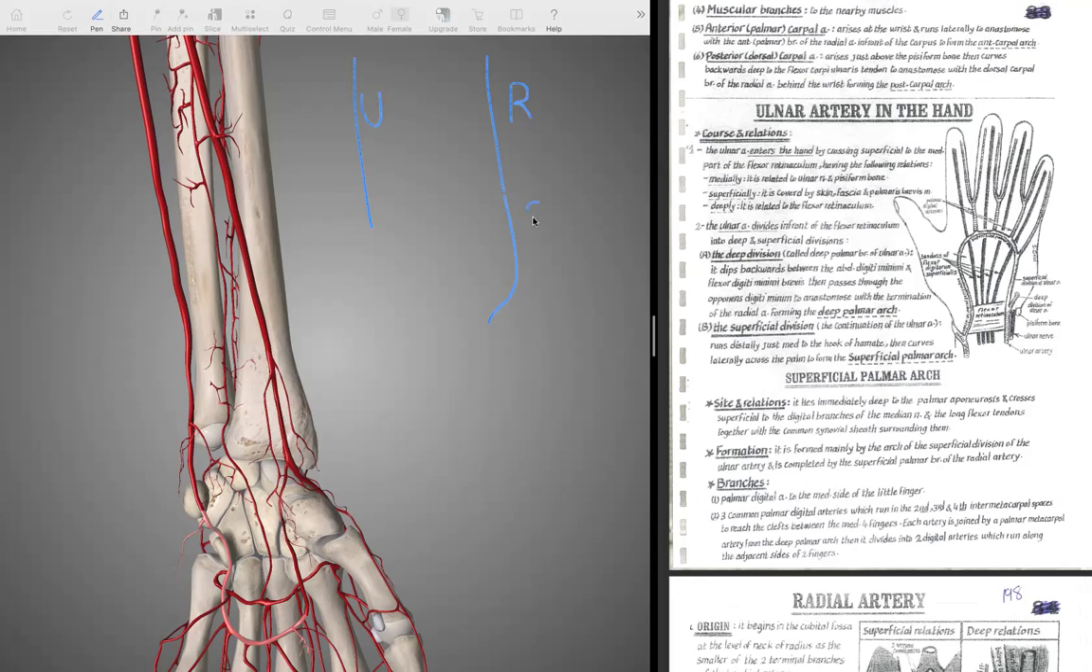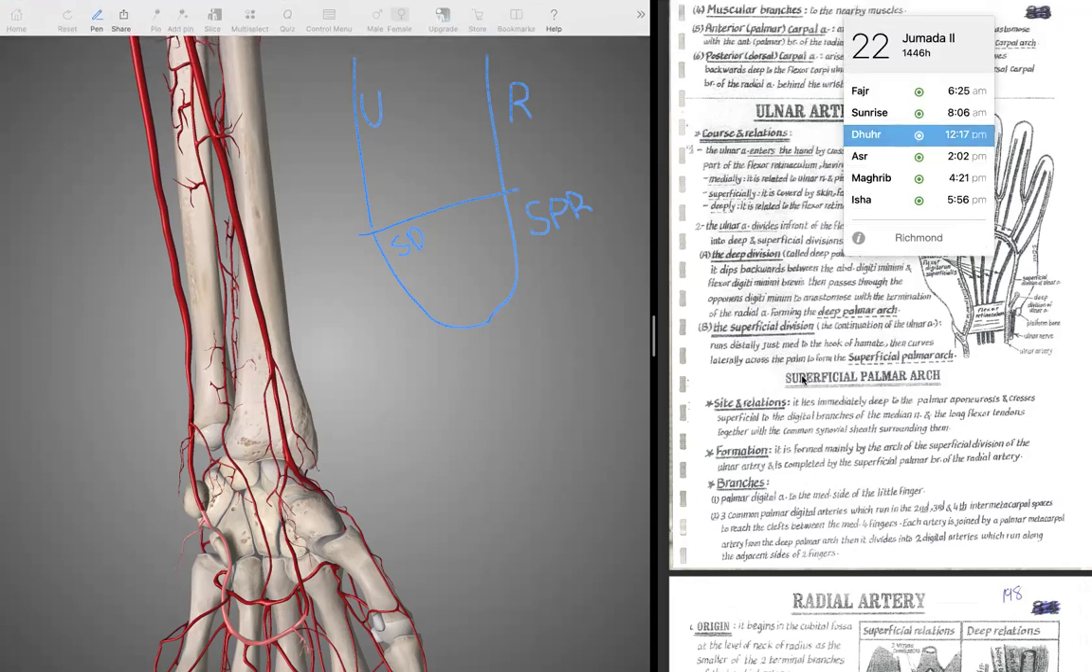The radial artery gives out the superficial palmar branch of radial. Then from the ulna, the superficial division of the ulnar artery. Look, superficial division of ulnar artery, superficial palmar branch of radial artery. So far so good. This here is the superficial palmar arch. The superficial palmar arch is made up of the superficial palmar branch of radial and the superficial division of ulnar artery.